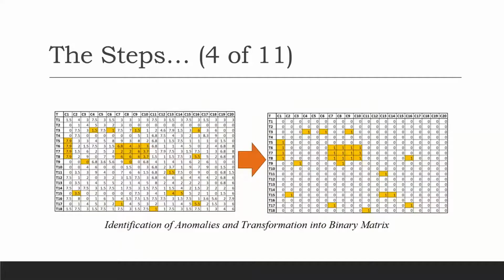In our next step, we used statistical methods to identify the anomalous data points within this matrix and converted the entire dataset into a binary matrix, where the ones fundamentally represent the anomalous data points and the zeros represent the normal sensor readings.